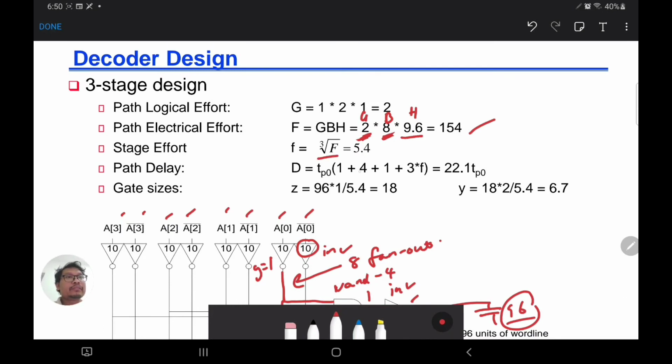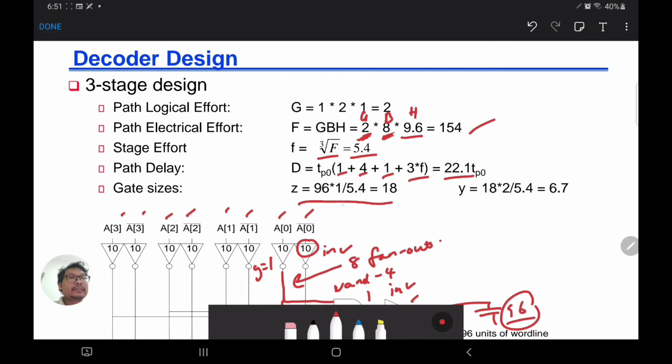So f to the root of 3, we have f equals 5.4, and from there we can find the path delay, which is the parasitic inverter, NAND gate, inverter, 3 times f, 22.1 tp0. Okay, and what is the gate size? The gate size you can find using this equation.